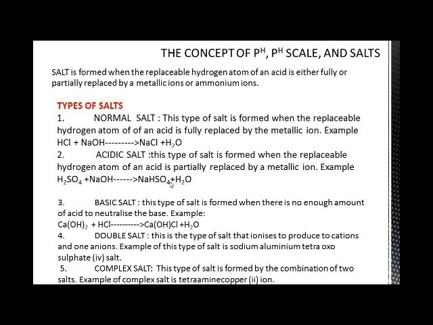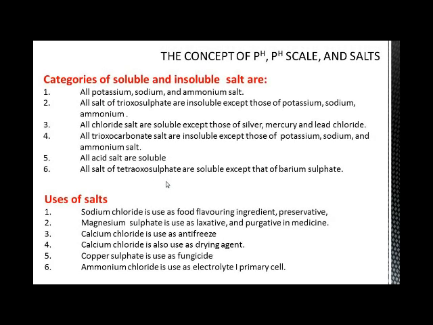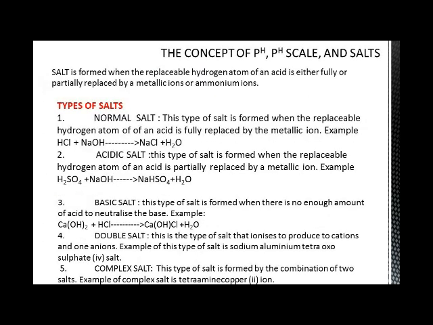and water. If you look at this salt very well, you can see that one of the replaceable hydrogen ions of the acid has not been replaced by the metallic ion. You can see this is a remainder of the hydrogen ion of the acid not being completely replaced by the sodium ion. So this sodium hydrogen tetraoxosulfate 6 is an example of an acidic salt.